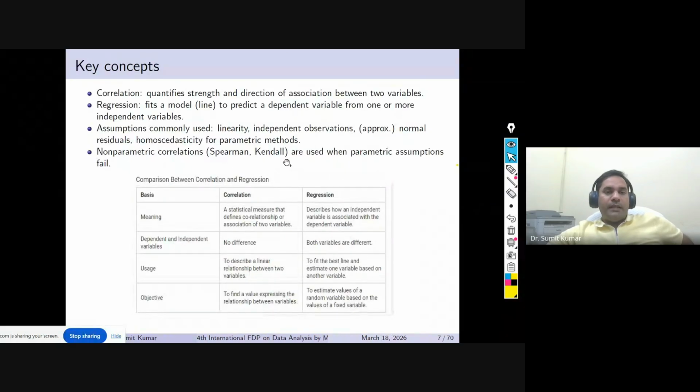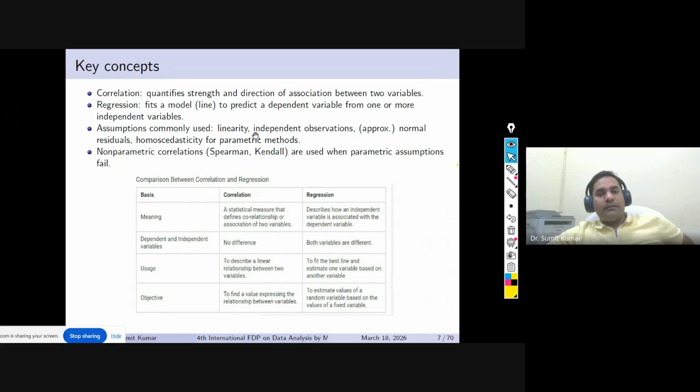So basically, we can say that the correlation is nothing but giving some strength or direction of association between two variables. While regression is when we have to fit a model to predict the dependent variable from the independent variable. There are some assumptions we will discuss thoroughly here.